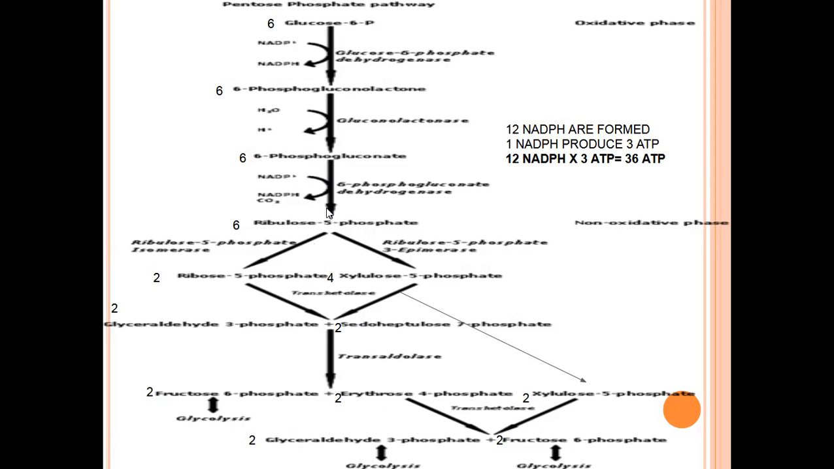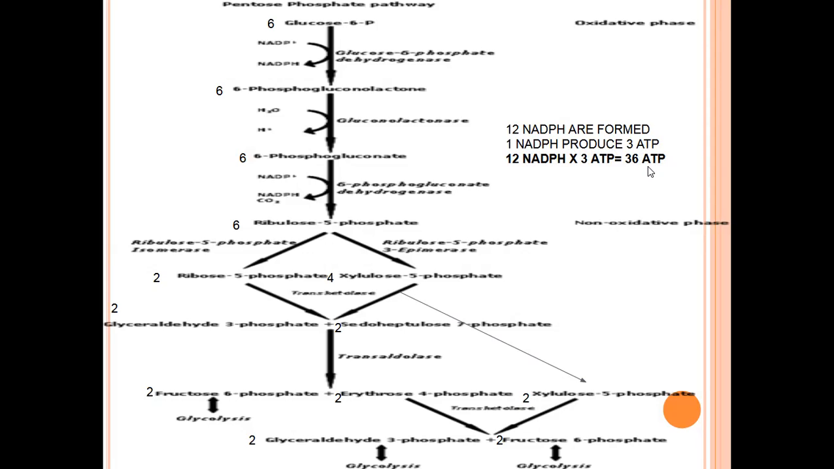During the oxidative phase, a total of 12 NADPH are formed. From these 12 NADPH, a total of 36 ATPs are formed. From 1 NADPH, 3 ATPs are formed, so 12 NADPH times 3 ATP is equal to 36 ATPs.